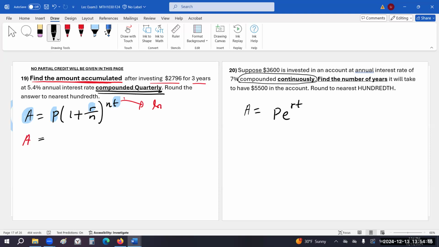We have all the information, we substitute. Our initial is 2796. They are telling us 5.4%, but we never apply percent. We apply decimal, 0.054. I noticed if you apply the percentage, you get 0. Because if you don't convert to decimal, you get a totally different answer. So it's 0.054. Compounding quarterly. How many quarters? 4. And we are doing it for 3 years.